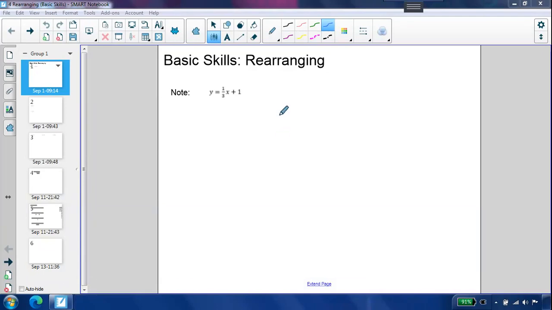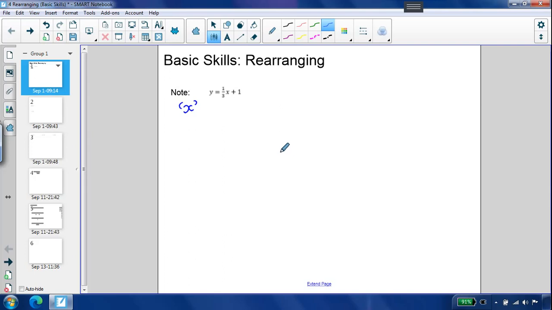Hi everyone, in this video we're going to be looking at rearranging. So first you can see this example below. It is y is equal to a third x plus 1. In this equation we've got two variables, y and x, and currently y is the subject of the equation. So I'm actually going to look at making x the subject of the equation.